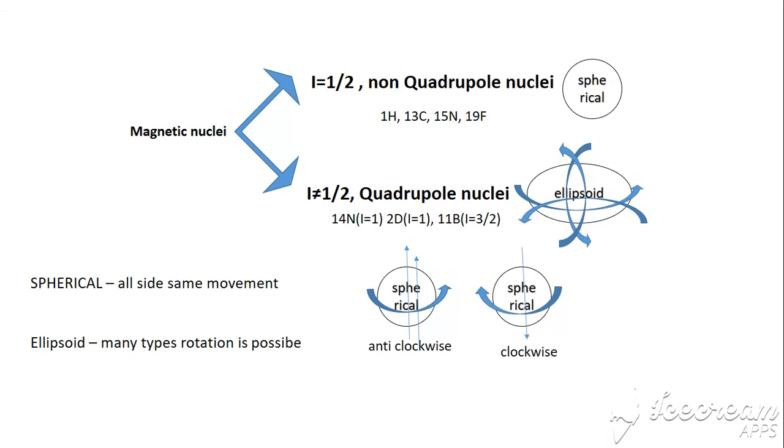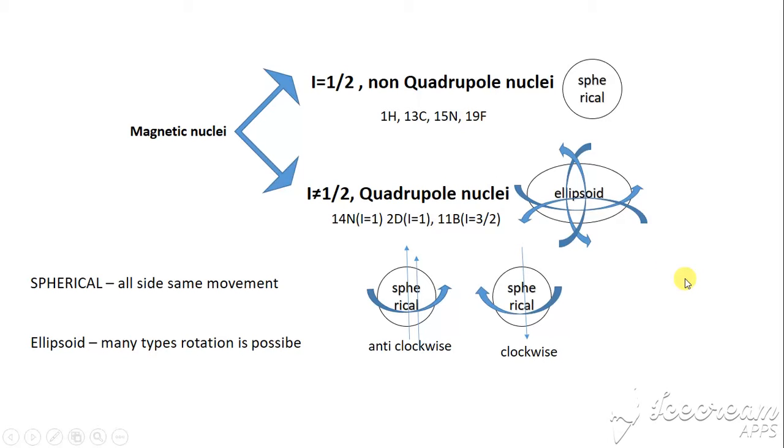Good afternoon, friends. In my last lectures, I explained about nuclei, active nuclei and inactive nuclei, shielding and deshielding. Active nuclei are further divided into two types: non-quadrupole nuclei and quadrupole nuclei.